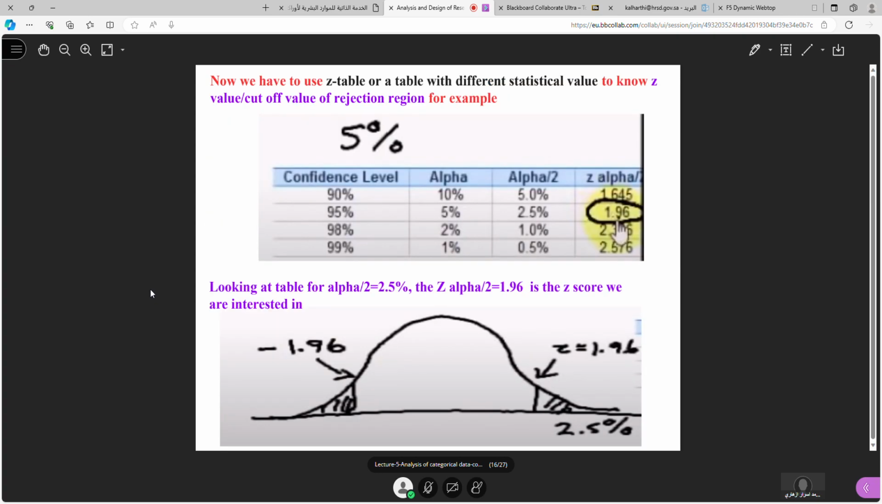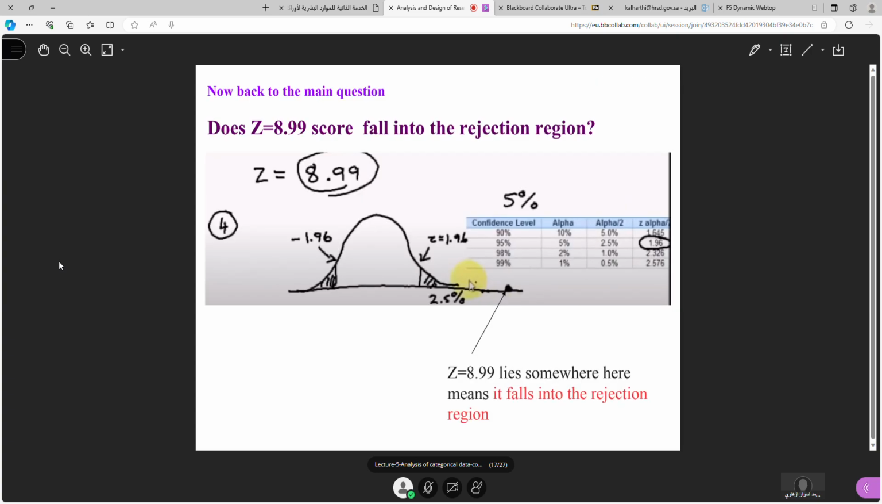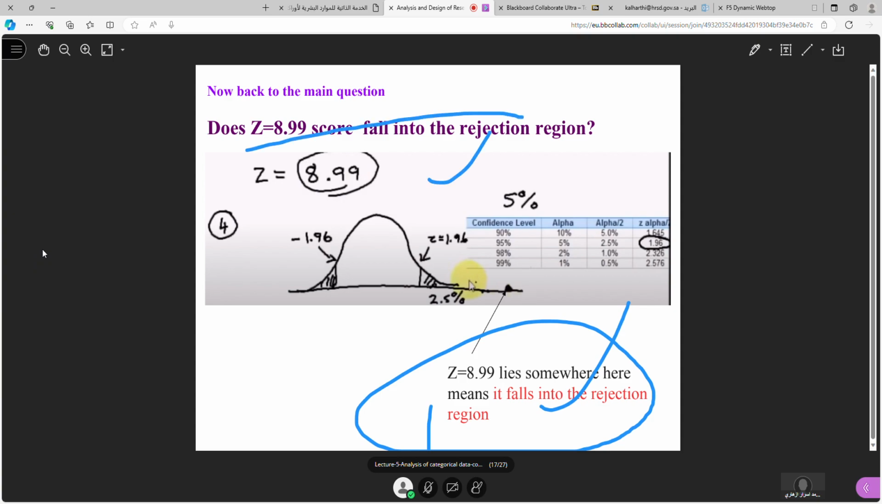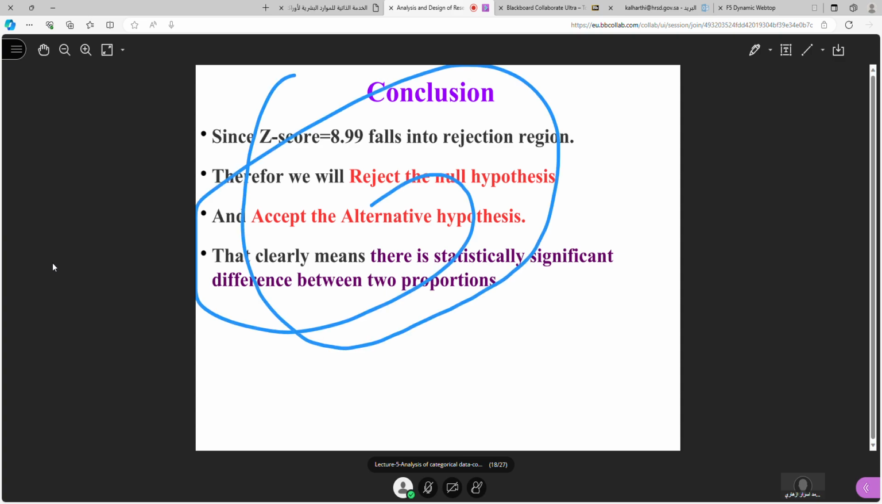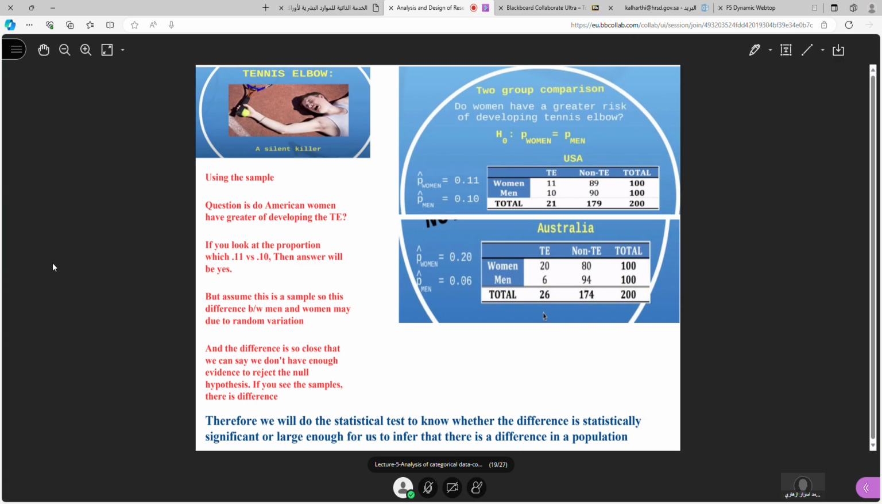How to know the cutoff value for z, which is by the z table. You must remember, these are all MCQs. If the z value lies in the rejection region, will you accept or reject? You will reject. If the z value lies in the rejection region, we will reject the null hypothesis. So for this conclusion there will be MCQ questions, but no calculation from here. I will not ask any calculation.